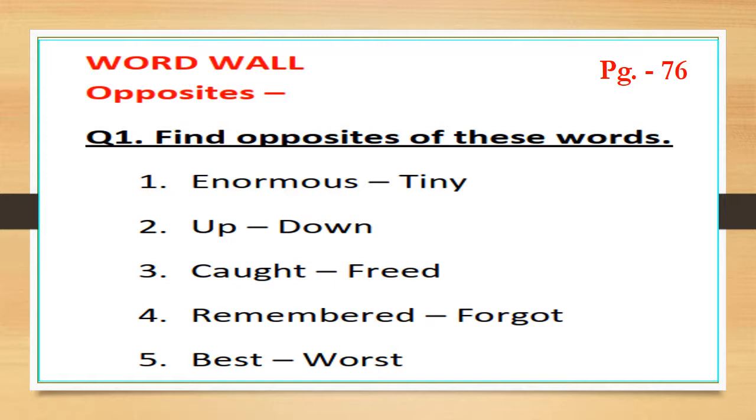Next is up. So opposite of up is down. Next is given caught. So opposite of caught is freed. Next number 4 is given remembered. So opposite of remembered is forgot. Next number 5 is given word best. So opposite of best is worst.